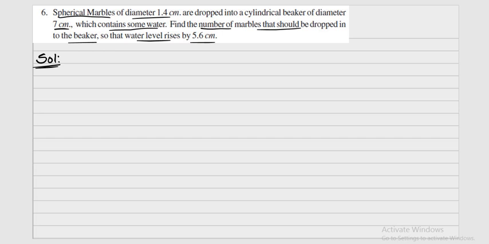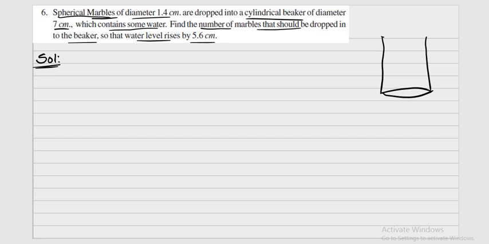In the previous video, we discussed that the amount of water that is spilled out of that particular water tub is nothing but the volume of the solid that is inserted inside it, right? The same way here also, since we need to drop marbles into the cylindrical beaker so that the water rises by 5.6 centimeters, right? Now if you observe, the level of water is determined by the beaker. The given beaker is in the form of a cylinder, so the water rising also will be in the same shape, right?